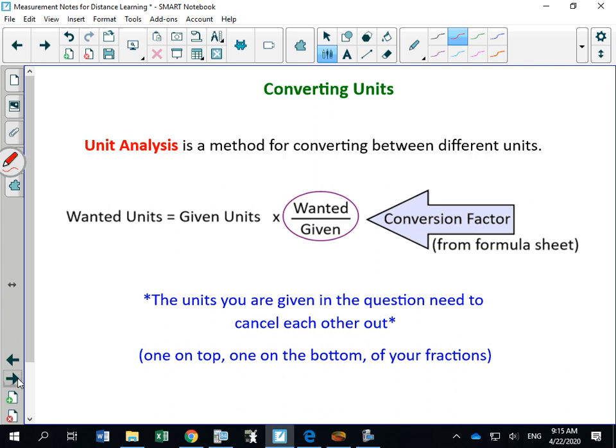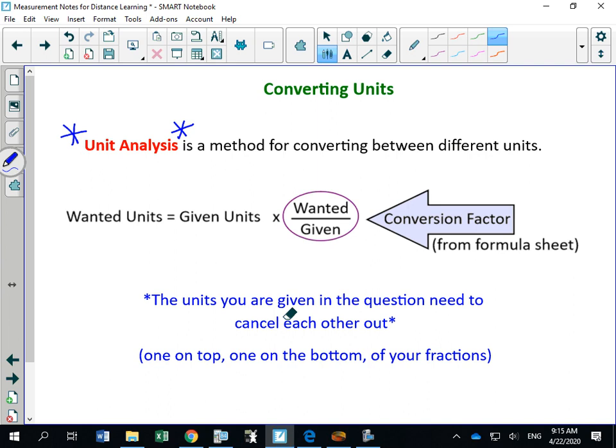The method I use to convert is called unit analysis. There's different methods to use. In Science 10, they're going to teach you converting, and I believe they're going to teach you something called proportional reasoning, where you make one fraction equal to another fraction. Unit analysis I teach because this is the method that you're going to use when you get into 30-1 and you're converting between degrees and radians. Unit analysis by far will be the easiest.